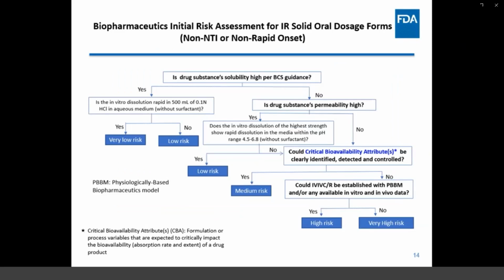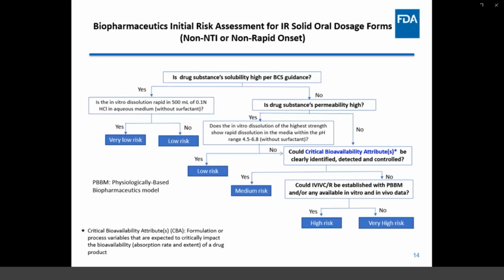Now I'll give some examples and walk through some decision trees and how we make some of these determinations on the risk level. These are just presented as examples, and I'm starting off with products that are immediate release solid oral dosage forms, and this does not include any evaluations for narrow therapeutic index drug products or drug products that are required to have a rapid onset of action for their clinical benefit. The principles behind the risk assessment are based on the physicochemical properties of the drug substance and the drug product. We are not recreating the wheel, we're just using these characteristics to define our initial biopharmaceutics risk.